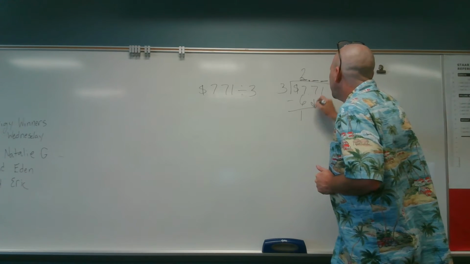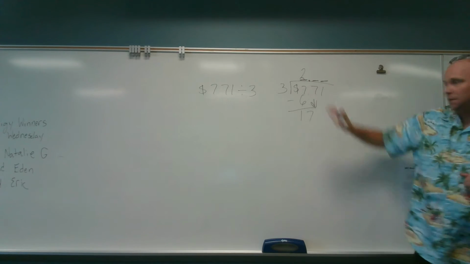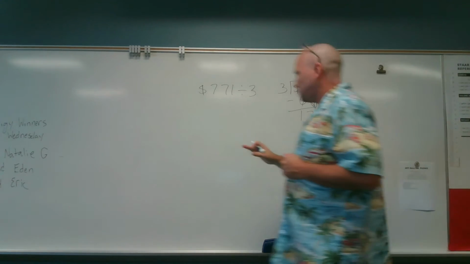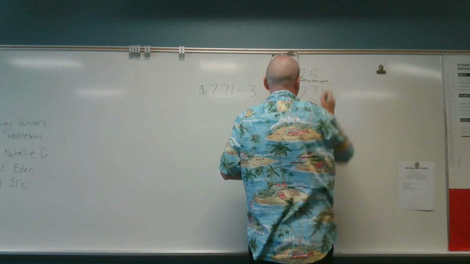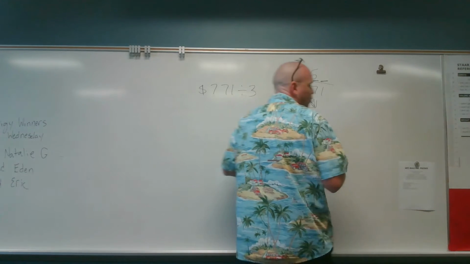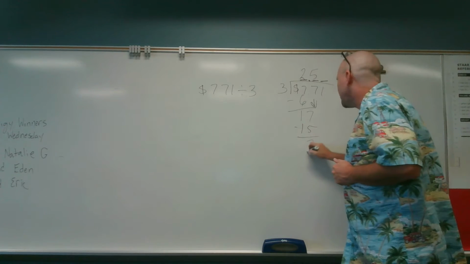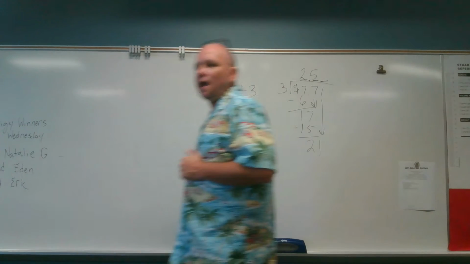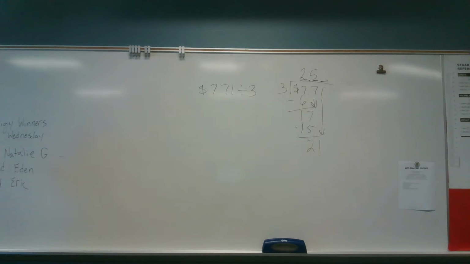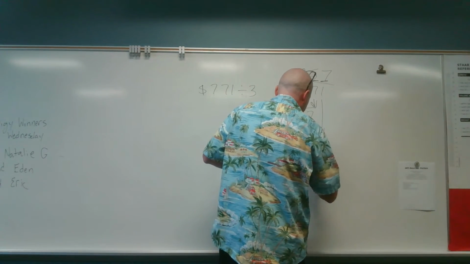1. After I subtract, if there's another number, I bring it down. That is going to go here in the quotient. Nathan, how many times does 3 go into 17? 5. And what is 3 times 5? 15. What's the difference between 15 and 17? 2. I bring down the next number. How many times does 3 go into 21? 7 times. And 7 times 3 is 21.